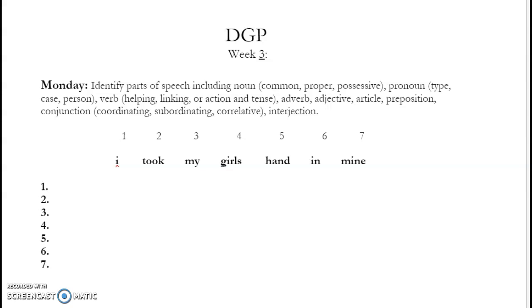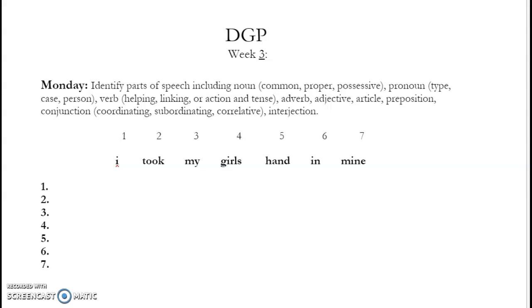After you do that, you need to figure out where's our verb. Then you have to decide, is our verb helping, linking, or action? And then you should tell me the tense. Is it in the past, the present, or the future? Because we need to know that about our sentences. Then, after you figure that out, figure out if there's an adverb. Adverbs describe verbs. So see if there's a word describing our verb.